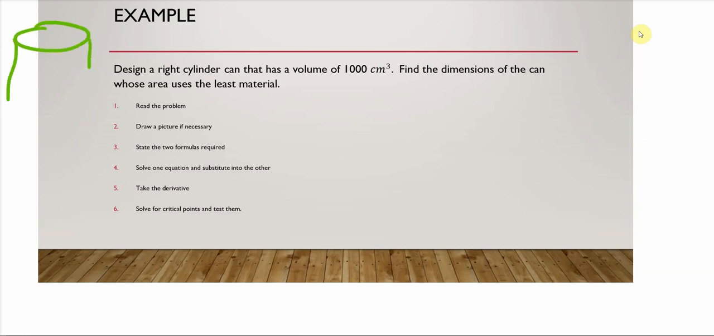Here's my right cylinder, and I know that my volume has to equal 1,000. So this one has to have a volume of 1,000. I'm going to call this R, and this H. So what's the volume of a cylinder? The volume is going to be pi r squared times H.